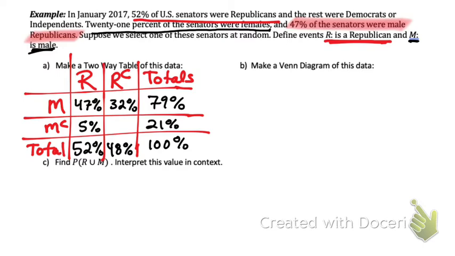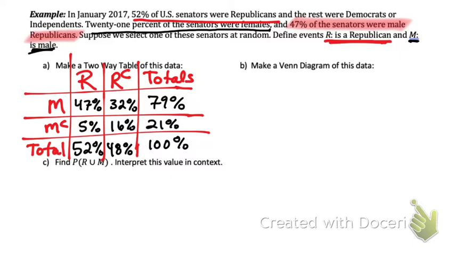And then we have this where R complement and M complement come together. And so who are those people? These are not Republicans and they are not male. The answer was 16. And what percent are in the Republican complement, male complement? 16%. Perfect. All right, you guys, do you have any questions about the table?